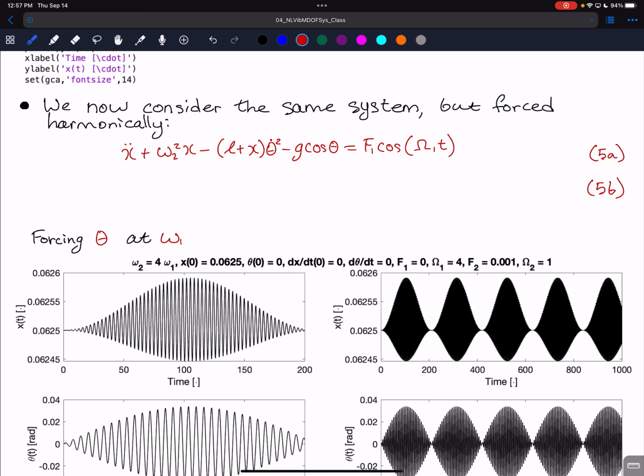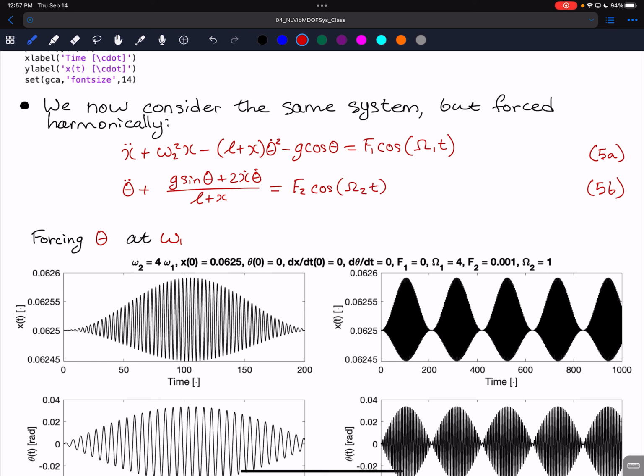t. And then our second equation will have a theta double dot plus g times the sine theta plus 2 x dot theta dot over L plus x. And this is equal to F2 times the cosine of omega 2 t.